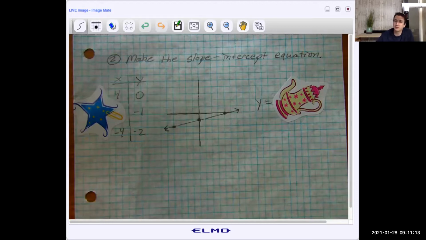Be careful of your slope. This is a positive slope. The change in y is positive. No, the change in y is negative. Ooh, what's going on there? The change in y is negative. Oh, but the change in x is also negative.